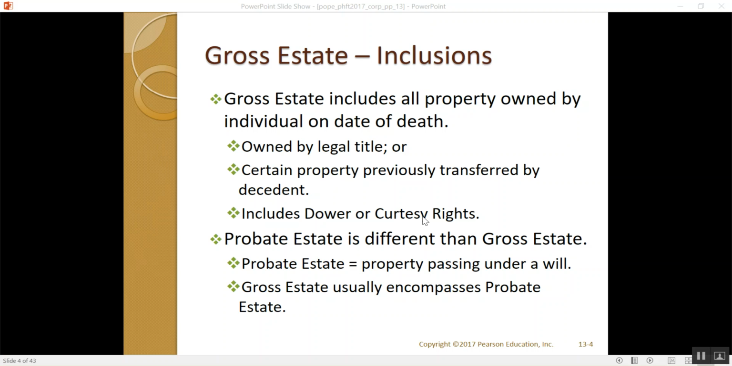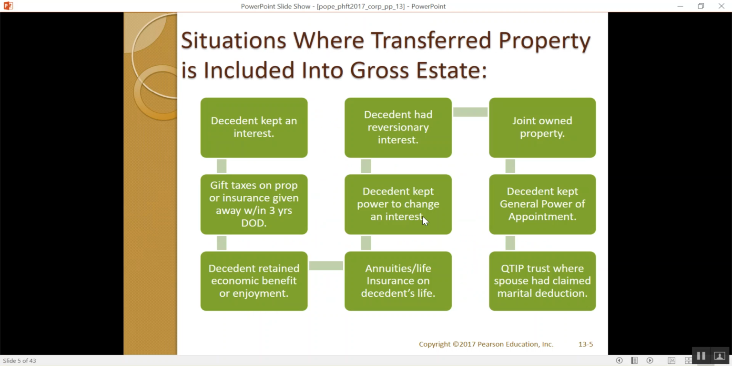However, what they're saying here is the gross estate usually encompasses, or is the bigger set of, the probate estate, if that makes sense. So here are a bunch of situations where property transferred to somebody else by the decedent before he dies is included in the decedent's gross estate upon his death.